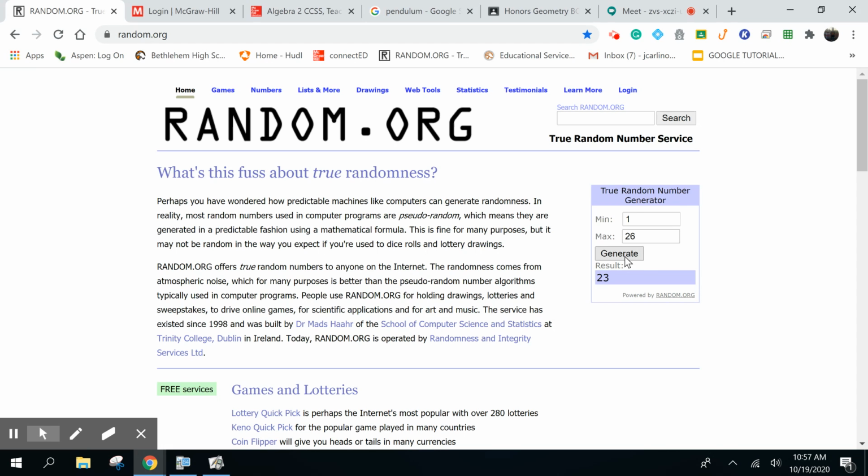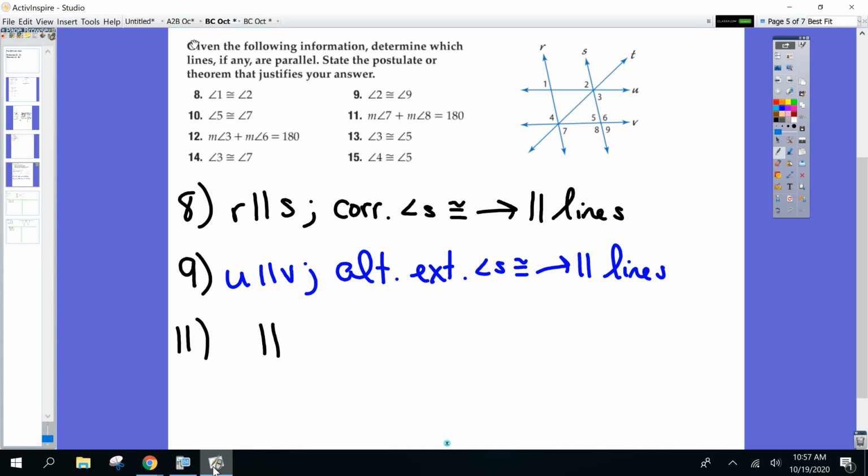Luke, go ahead. What 2 lines must be parallel up here? Is it R and S? R and S, yep. You guys know bonus: what's the transversal for 7 and 8? V, yep, you're picking it up. Good, good.